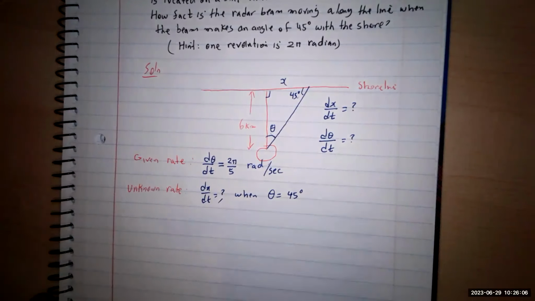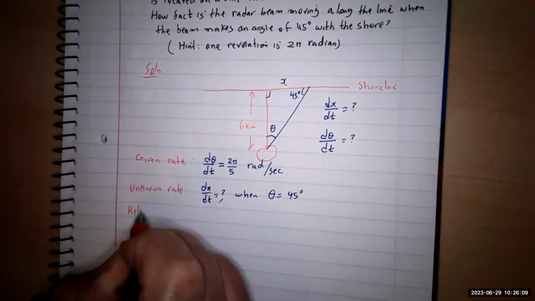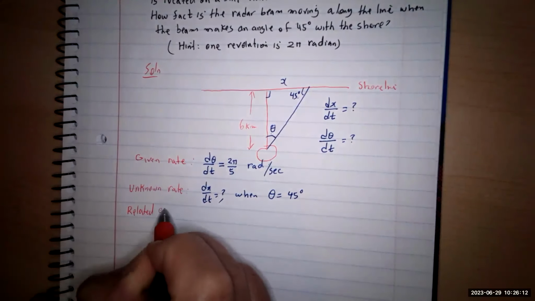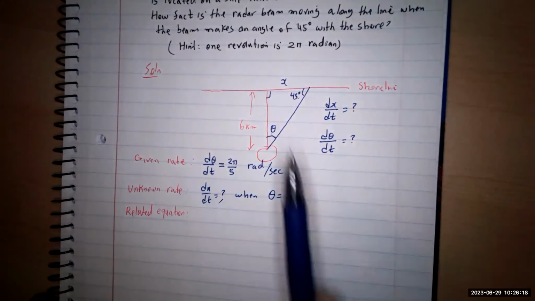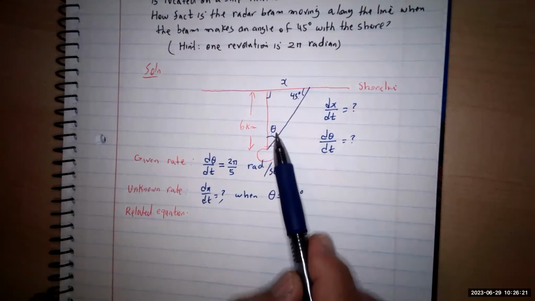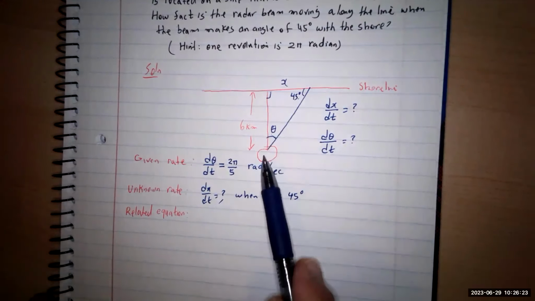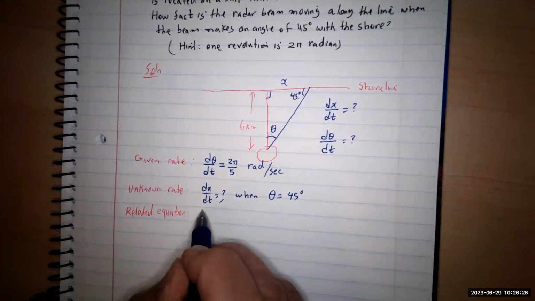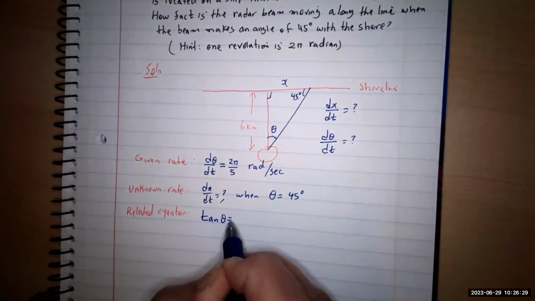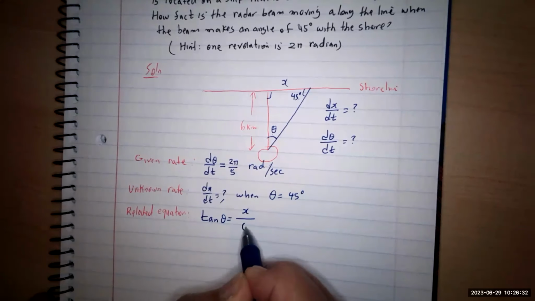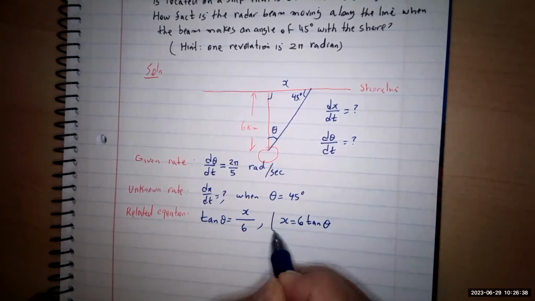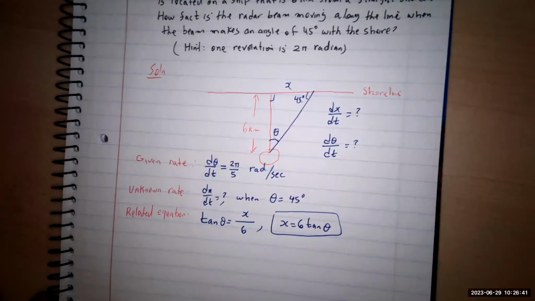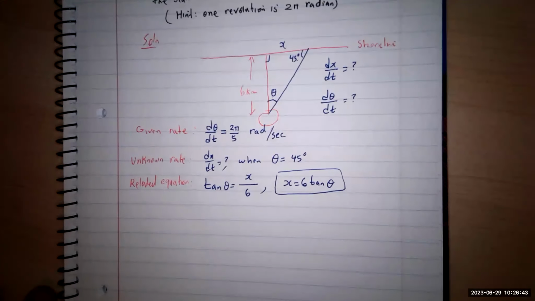Now we need a relationship formula, a related equation. You see, we talk about it. You want the x, which is the opposite side. You have the 6 as the adjacent side. So the only thing that we can use is tangent. Tangent of theta is the opposite side over the adjacent. You cross multiply, that gives x equal to 6 tangent of theta. So this is always the equation that we're going to use for this antenna or revolving light. Any question? Easy to differentiate.